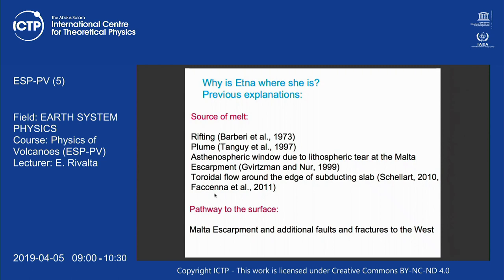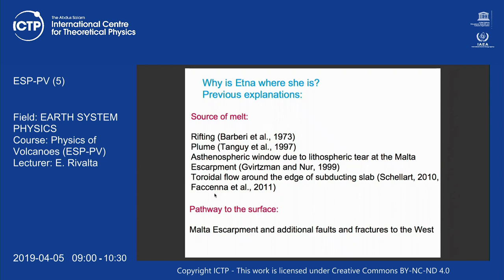Barberi also worked a lot in Ethiopia. There are a lot of very early papers on Afar and Tale and all the range there by Barberi. So he was studying rifting, and in his opinion rifting is the reason why Etna is there, because the Ionian Sea, the sea at the side, was opening. This is like a rifting volcano due to the opening of the Ionian Sea. We will see it in the map later.